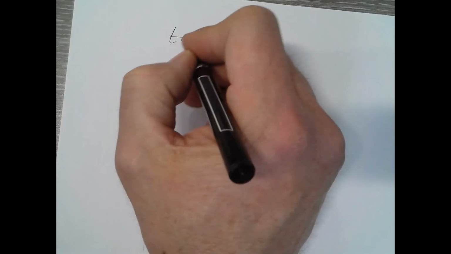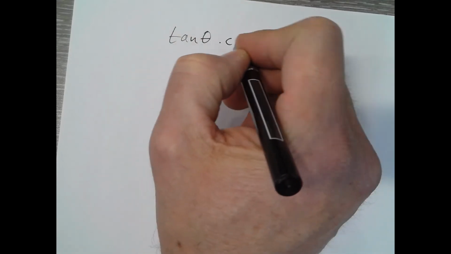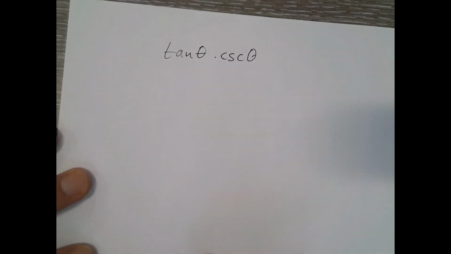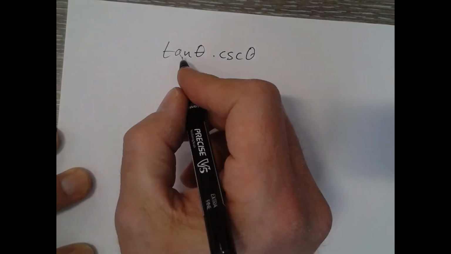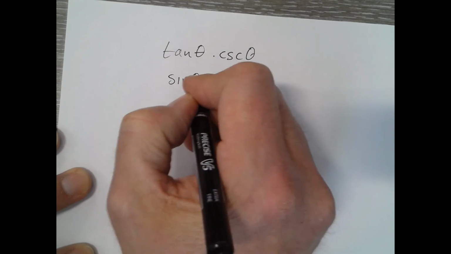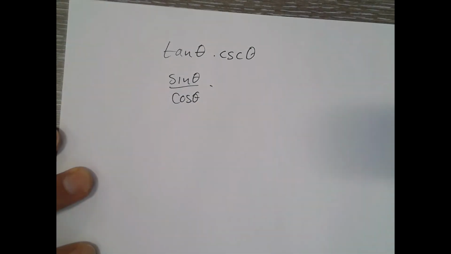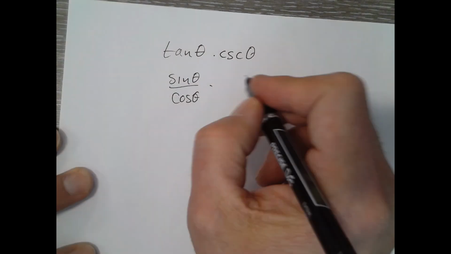Another example, if I have tangent of theta times cosecant of theta, and we're asked to simplify it. Well, we're going to write it in terms of sine and cosine. Tangent is sine over cosine. Cosecant is 1 over sine.